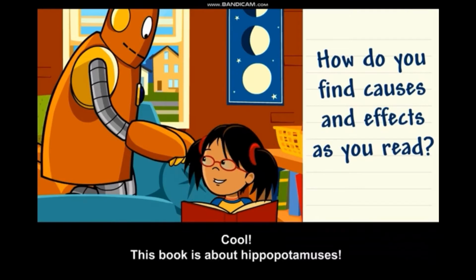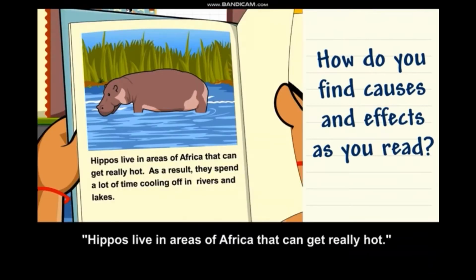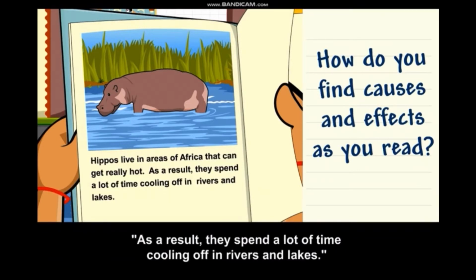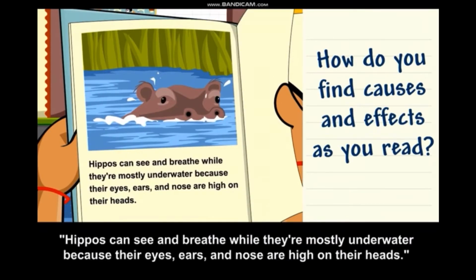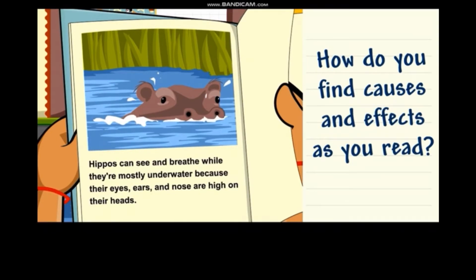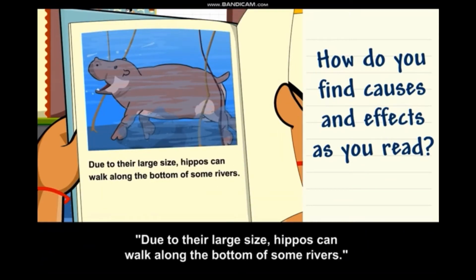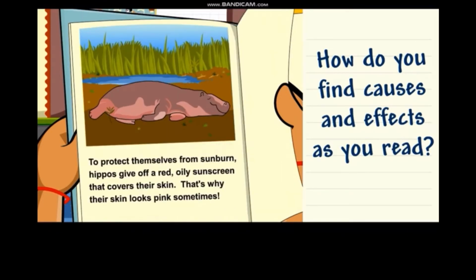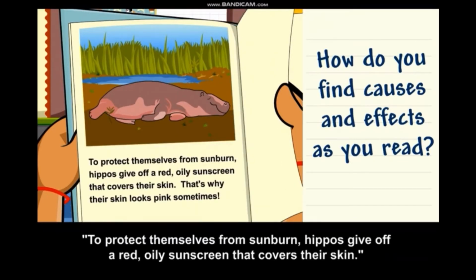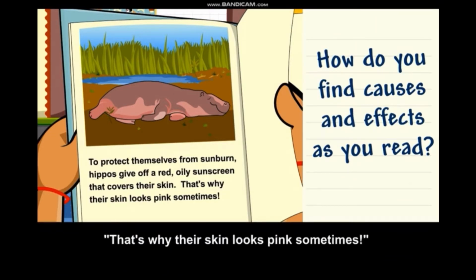Cool! This book is about hippopotamuses. Hippos live in areas of Africa that can get really hot. As a result, they spend a lot of time cooling off in rivers and lakes. Hippos can see and breathe while they're mostly underwater because their eyes, ears, and nose are high on their heads. Due to their large size, hippos can walk along the bottom of some rivers. To protect themselves from sunburn, hippos give off a red, oily sunscreen that covers their skin. That's why their skin looks pink sometimes.